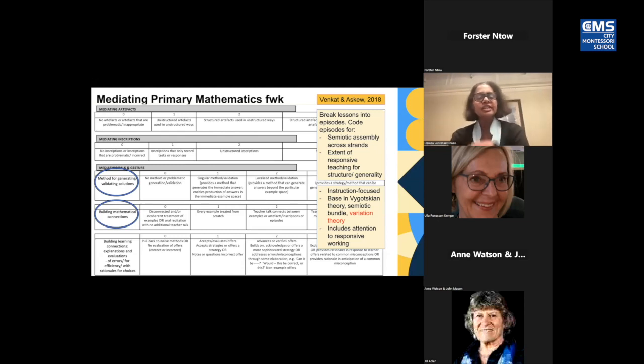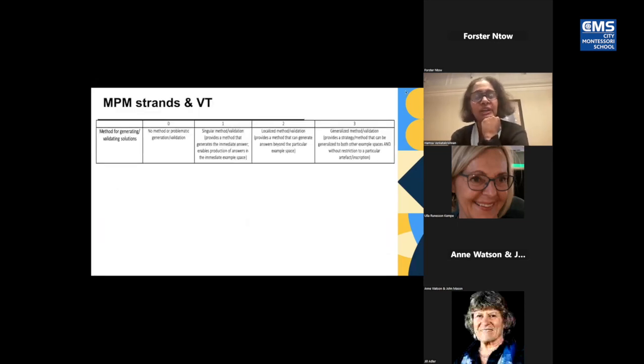So here's the strand, which is about the methods that the teacher might communicate or validate if the method comes from a learner in the classroom, in terms of methods for generating or validating an offered method for solving a problem. I'll say a little bit more about why we could develop this strand, but you can see in this strand that at the lowest level of our coding, there would be an offer or an acceptance of a method. Either no method is offered or the method offered is problematic in some way.